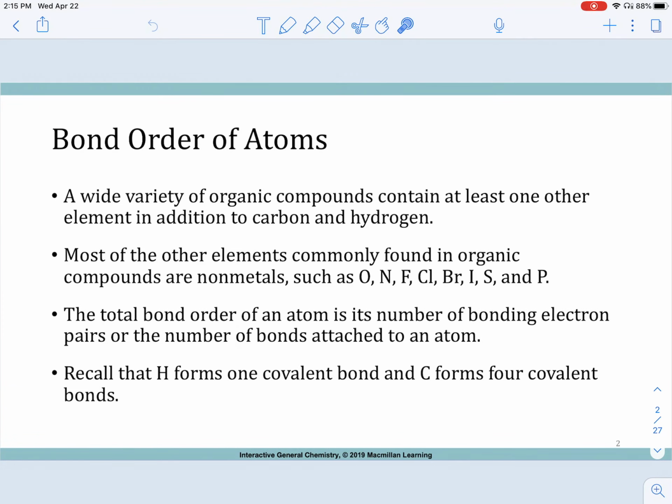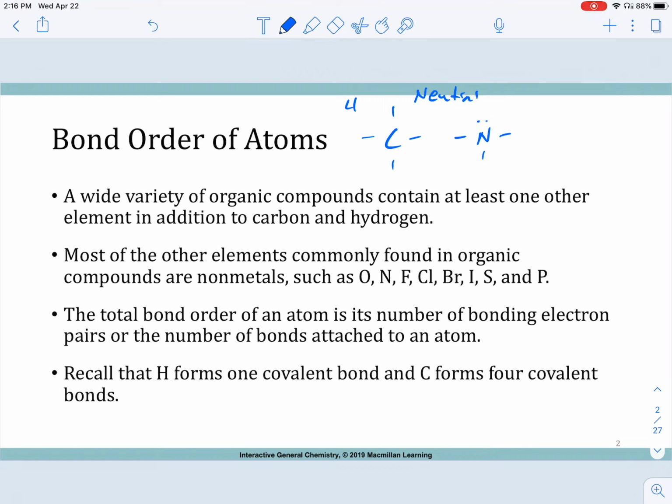So the discussion in this chapter starts with the concept of bond order. We talked about bond order a long time ago when we started drawing Lewis structures. The point to remember here is that in organic structures, carbon, for example, is always going to have a bond order of 4, we say. It's going to have 4 bonds to it. Nitrogen is always going to have a bond order of 3, and it has a lone pair in its neutral state.